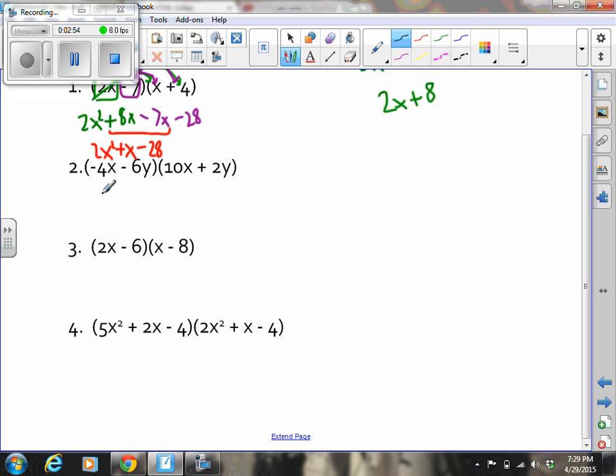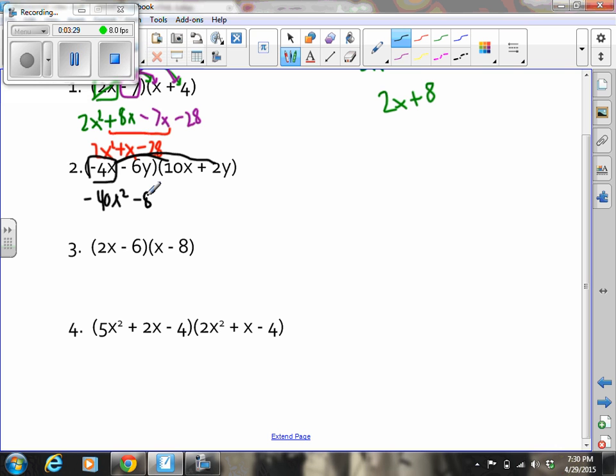Here we're going to be mixing and matching with some different variables, but we're going to follow the same process. I want you to think of it as you're going to distribute both of these terms to the second polynomial. So let's take negative 4x and distribute it to 10x and distribute it to 2y. Negative 4x times 10x is negative 40x squared. Once again, applying my knowledge of exponents. Negative 4x times 2y would give me negative 8.